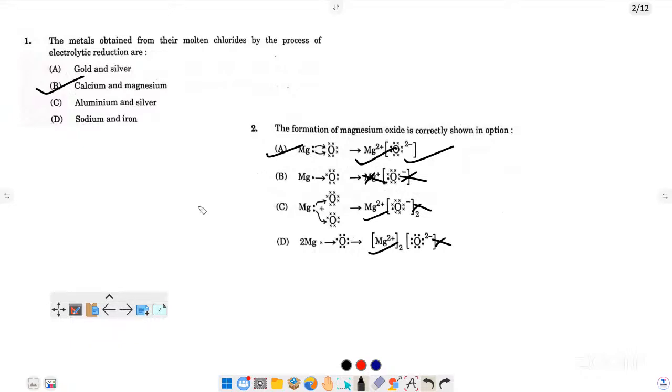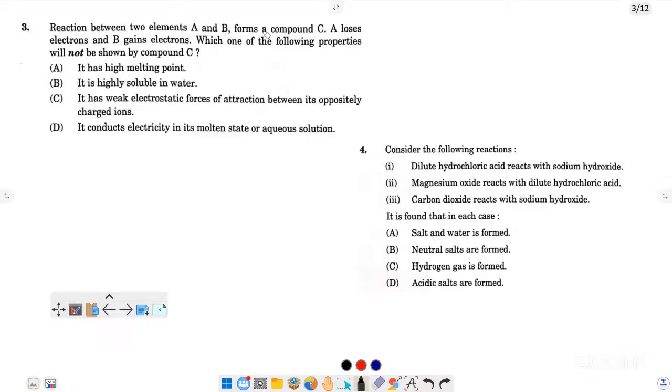Next, reaction between two elements A and B forms a compound C. A loses electron, B gains electron. Which of the following properties will not be shown by compound C? You can see this is ionic bond. They show high melting point, high boiling point, so this is not your answer. Highly soluble in water, this is not your answer. It conducts electricity in molten state and aqueous state. That is also correct about ionic bond. So C is the correct answer.